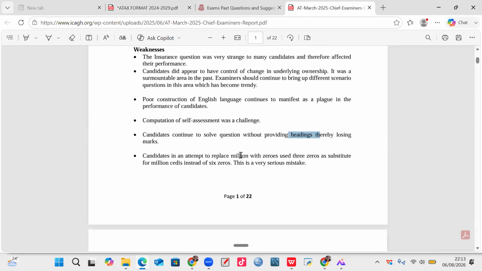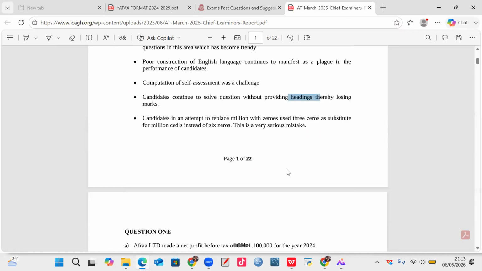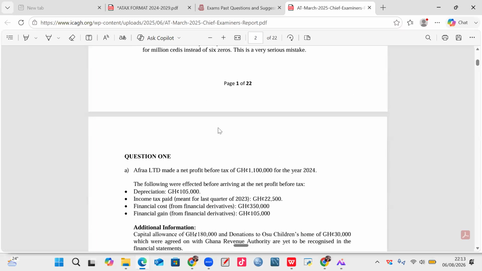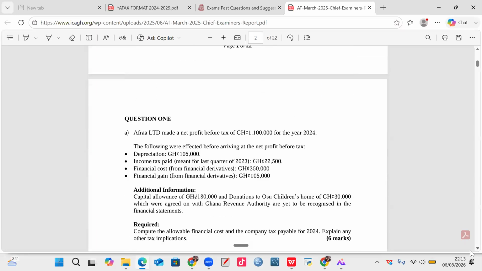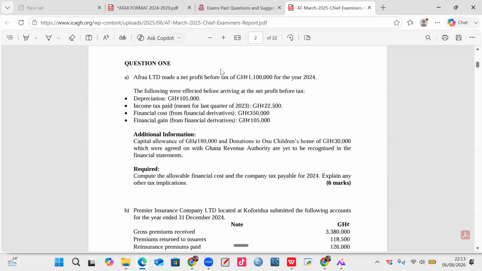Candidates, in an attempt to replace million with zeros, use 3 zeros as substitutes for million cedis instead of 6. This is a very serious mistake. Okay, so that's just it. So look at question 1. Question 1 is on financial cost and financial gain. They gave it 6 marks.